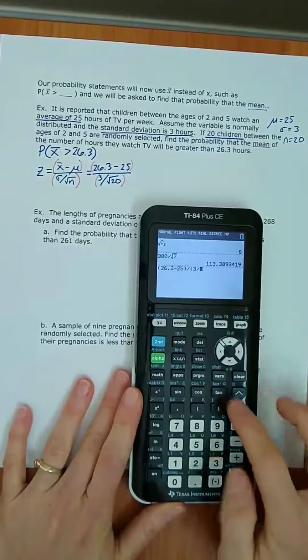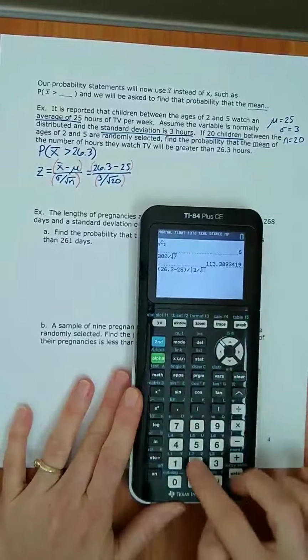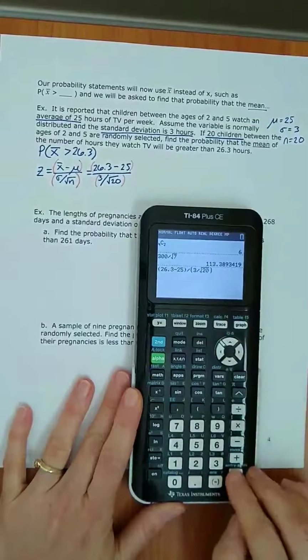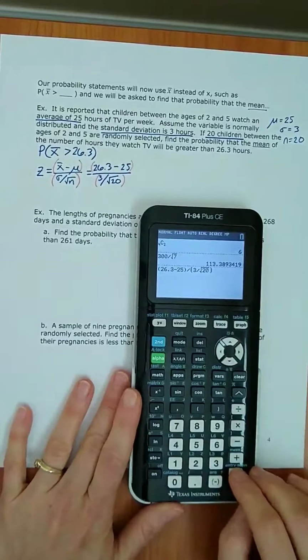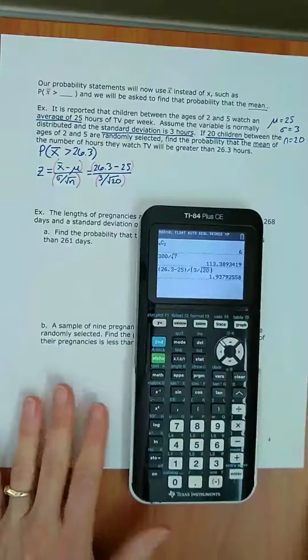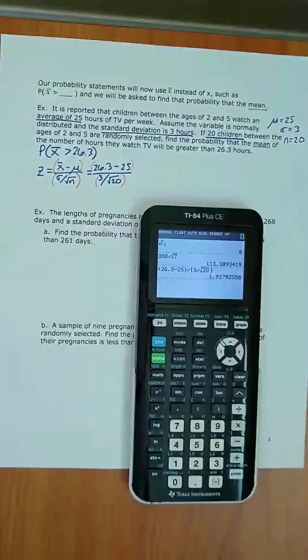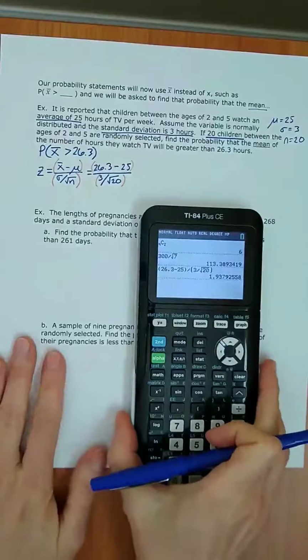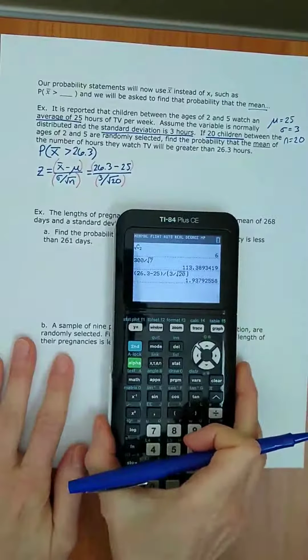So in the top and the bottom, you do need both of those parentheses. They're going to be essential to get your correct answer. Okay, so we're going to round to 2 decimal places for z. That's what our table gives us, so 1.94.